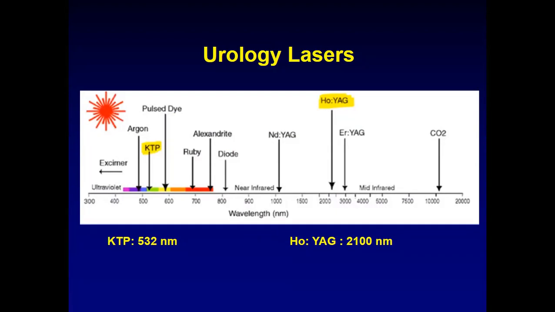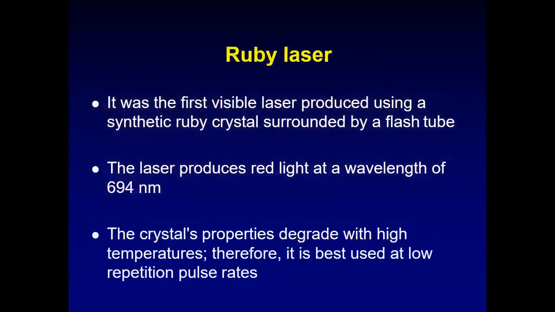Urology has got two main, now you can say three: KTP, holmium, and thulium, if I pronounce correctly. So the wavelength of holmium is 2100, and some people say it is 2150, and KTP is 532. We'll be discussing all these lasers in detail. So we'll start with the ruby laser.